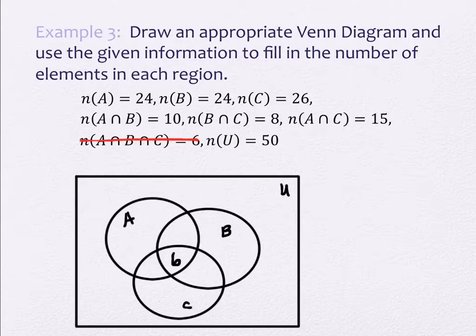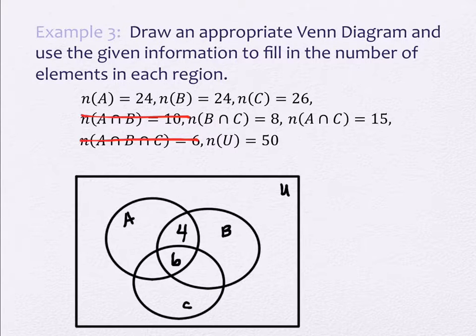It says n of A intersect B is 10. So this football shape right in here has to add up to 10. But 6 of them are already there. So how many are left here? 4. So I've got a 4 in that upper part of that region. And I can mark a line through that one.